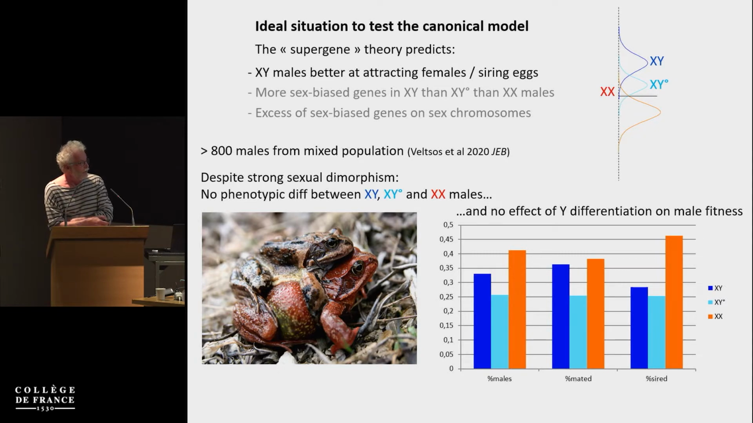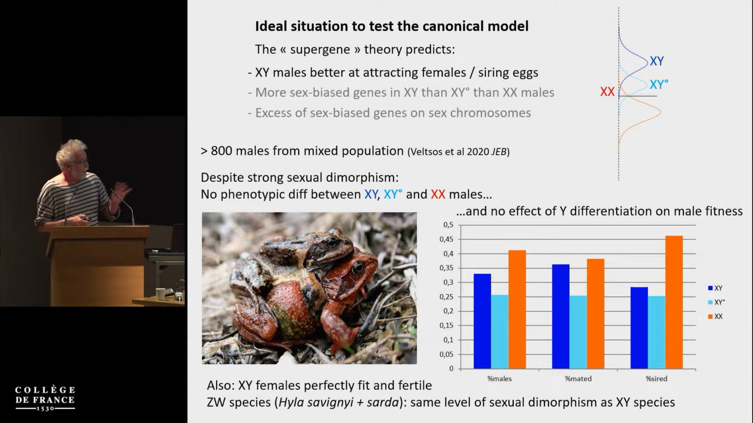And we also sampled clutches of eggs, and we genotyped these clutches to see whether the father was XY or XY naught or XX. And we also find a distribution which was not significantly different from this one. If at all, we had a slight excess of XX males among the successful fathers, but this was not significant. Also, a side observation, we sometimes find XY females, and these females are perfectly fit and fertile. There doesn't seem to be any male beneficial, female detrimental genes on the Y chromosome.